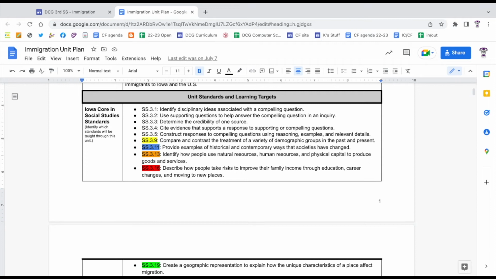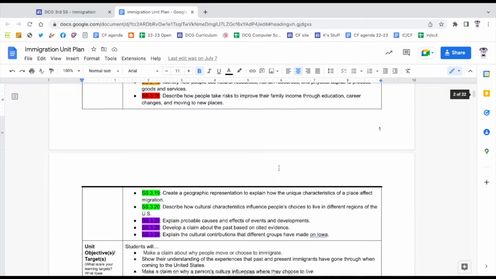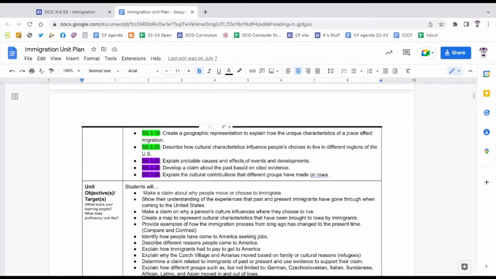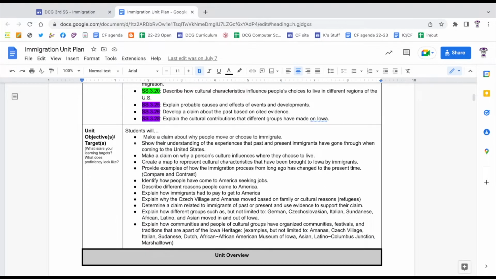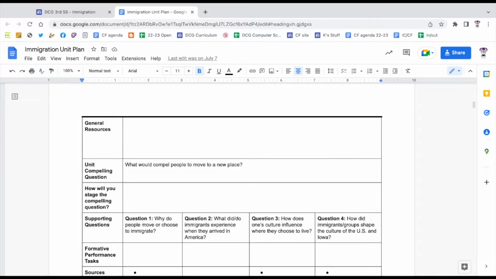We have a collection of standards in this unit, including inquiry, which are not highlighted, behavioral science in yellow, civics in blue, economics in orange, financial literacy in red, geography in green, and the purple are our history standards. Then we have the learning targets for the unit, and then we move into our question section.